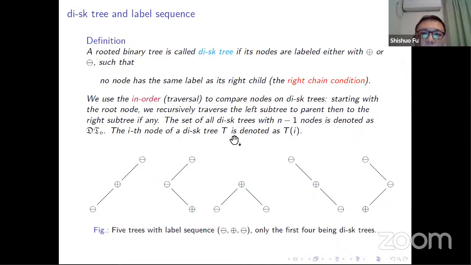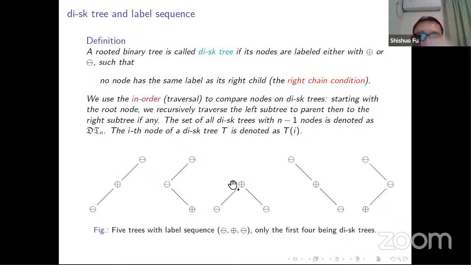Anyways, the DS tree has this subtlety about the right chain condition. The way we define it, it has to satisfy this right chain condition. That means any maximal chain extending to the right, that is, you start from some node and consider its right child, then its right child, then its right child, you always go right. This chain must alternate in the label. In other words, it either starts with minus, then plus, minus, plus, or it starts with plus, then minus, plus, minus, like that.